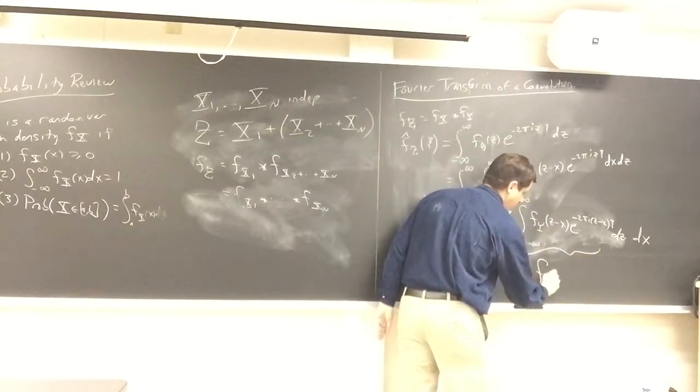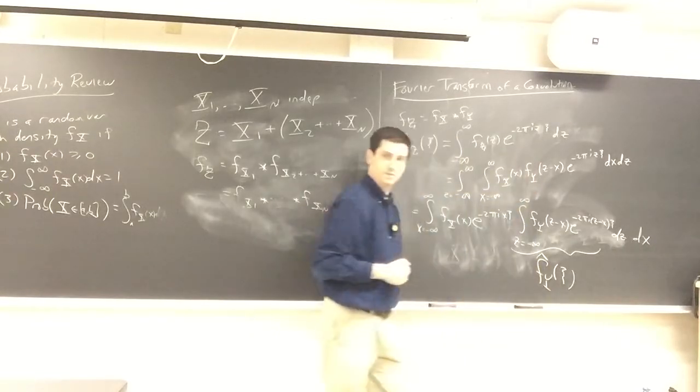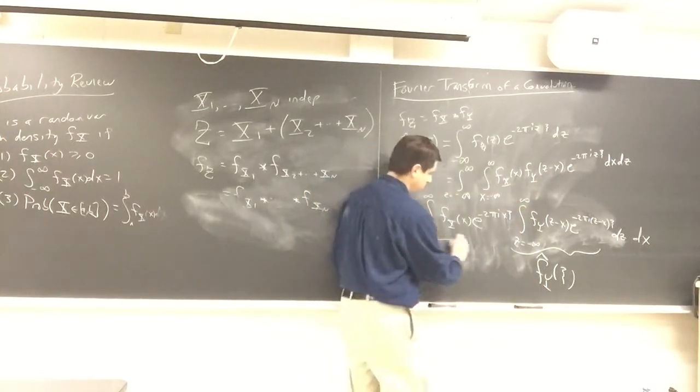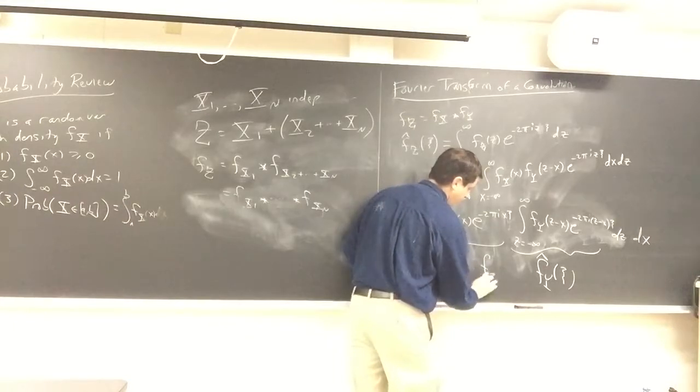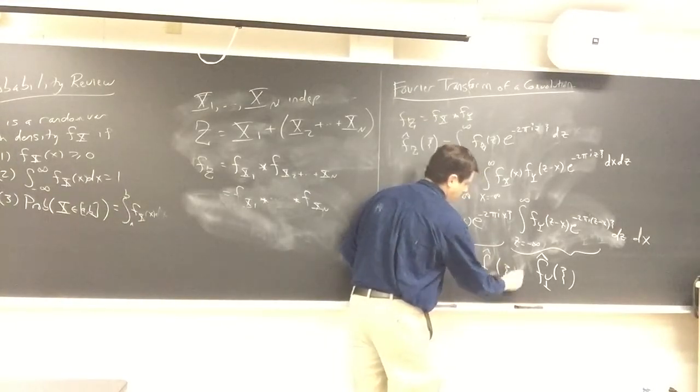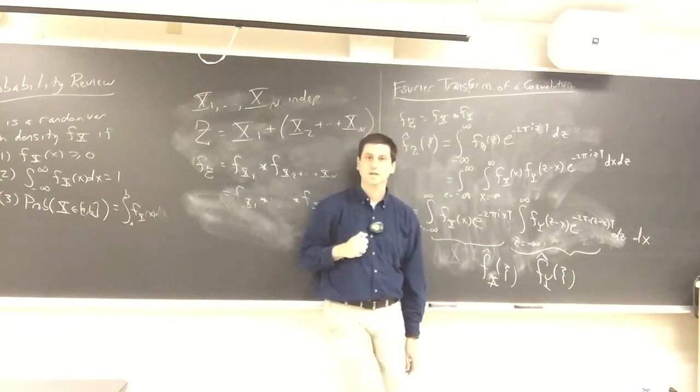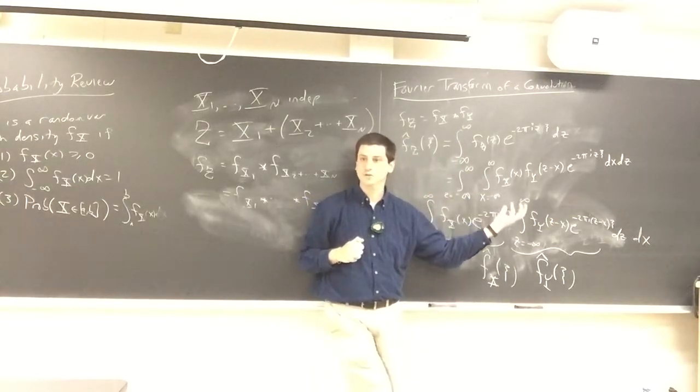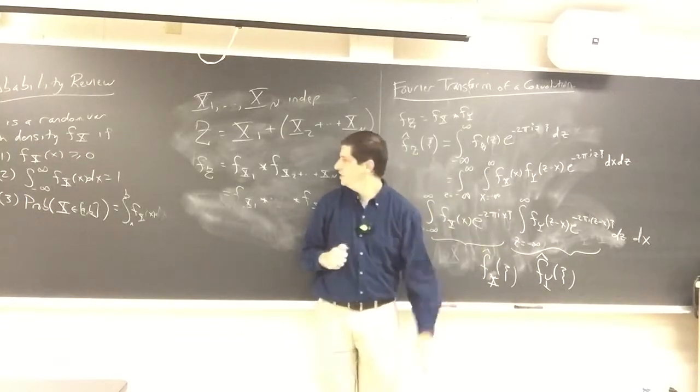So this is just the Fourier transform of f of y evaluated at C. And then this over here is just the Fourier transform of f of x evaluated at C. And so this shows the Fourier transform of the convolution is the product of the Fourier transforms.